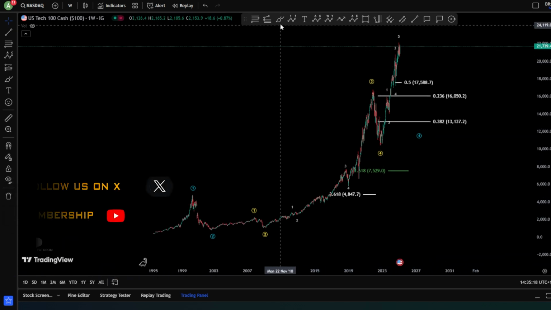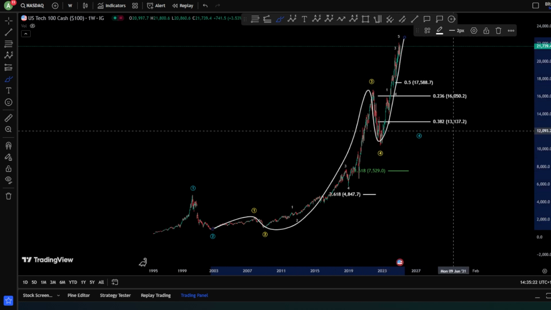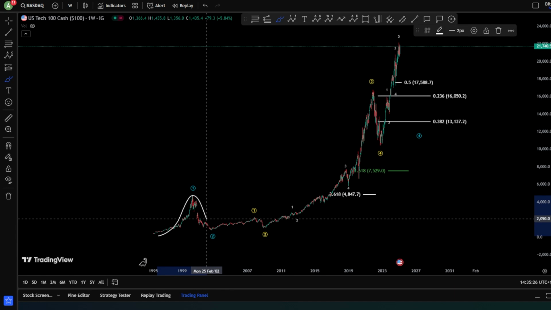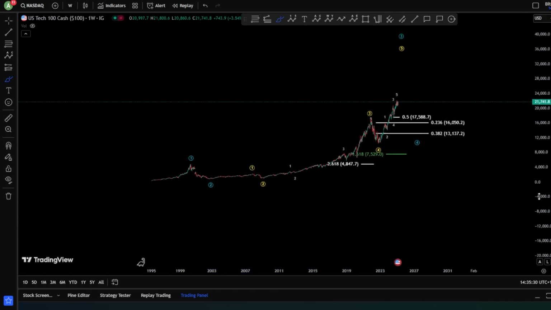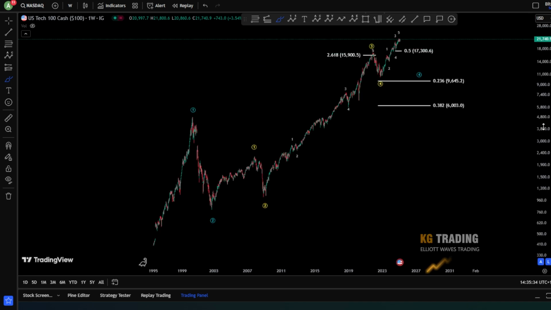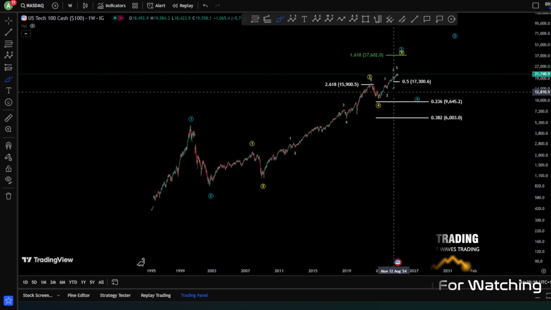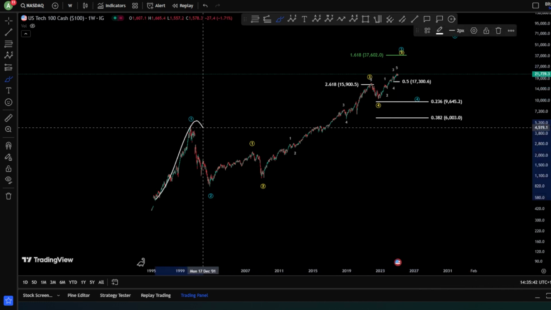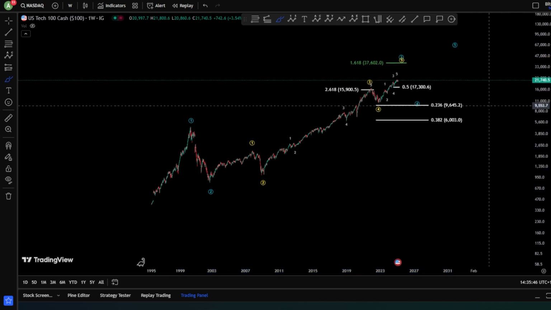Starting on the weekly chart here, we are looking at our 1, 2, 3, 4 and a 5 impulse toward the upside. This is your linear chart, of course, and in the blue count we are looking to finish this wave 3 toward the upside as well, finishing it on the logarithmic chart here at the 1.618, 37,600. In this scenario, we are looking after it for a wave 4 and a 5 continuation toward the upside.